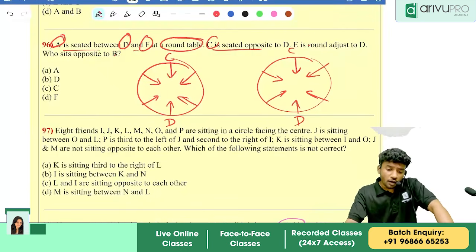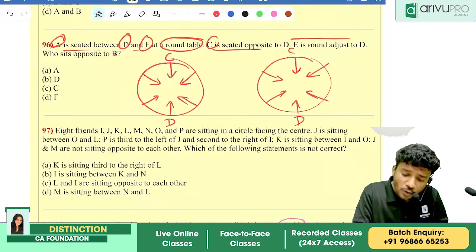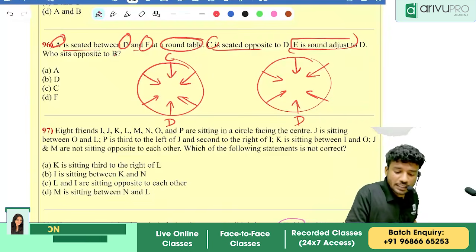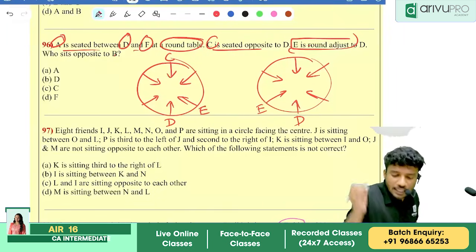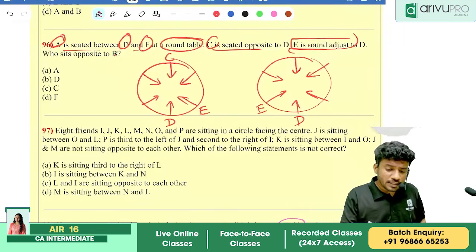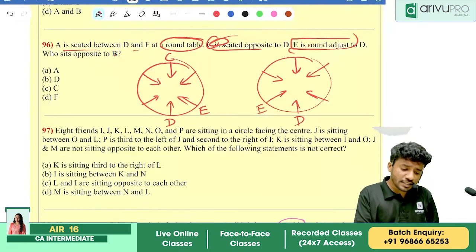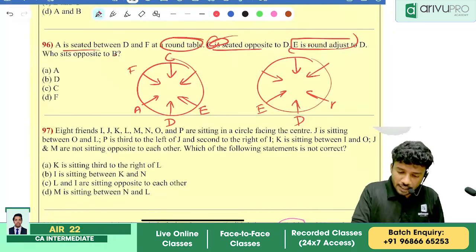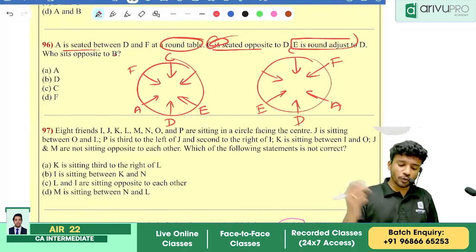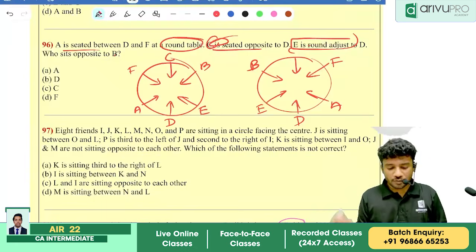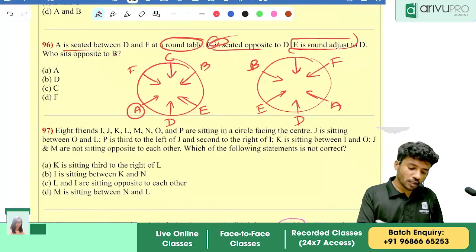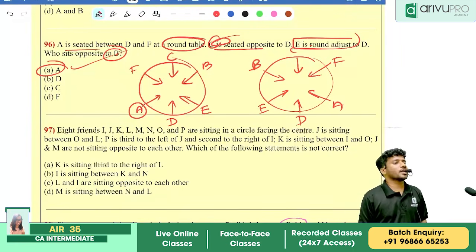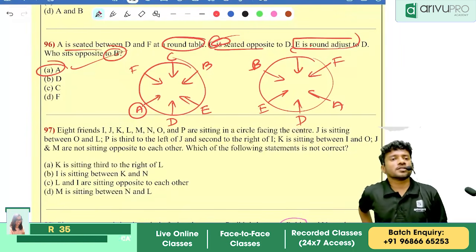Now you tell me, what else is given? E is adjacent to D. E is adjacent to D means E is a neighbor of D. E can be either here or here. Then what else is given? A is seated between D and F. Then who is the remaining person? B. B is facing which one? A. Who is opposite to B? Answer is option B. That's your answer. I hope everyone understood this.